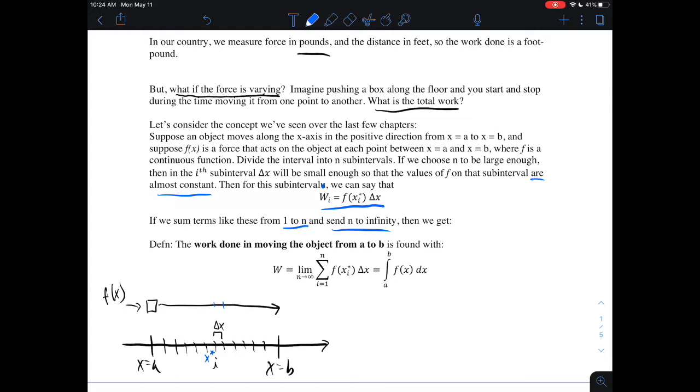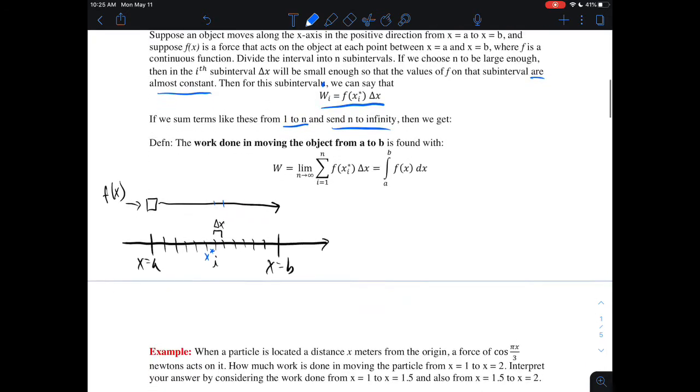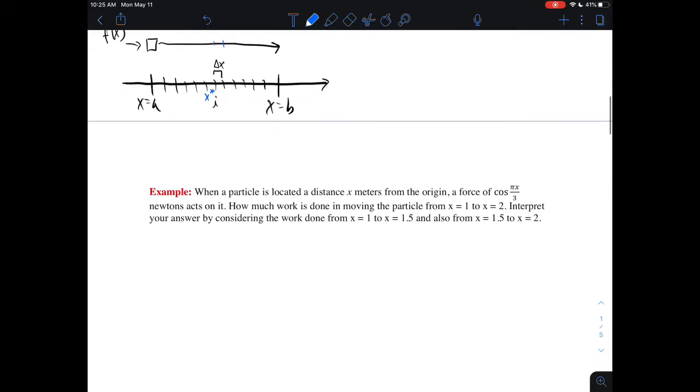And this is what we will use for a function that is either varying or constant. This would also work with a constant function as well, as you're just going to essentially multiply the constant times the difference of the two endpoints. That's the distance that is actually traveled. So let's see how that works in an example.